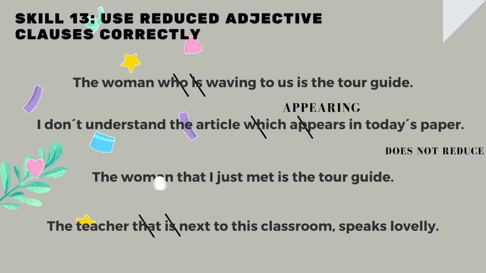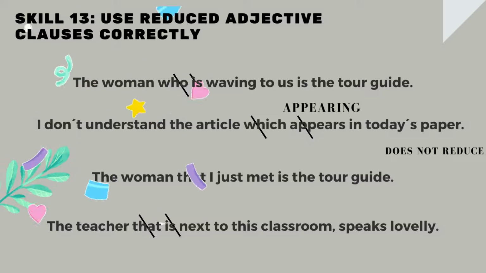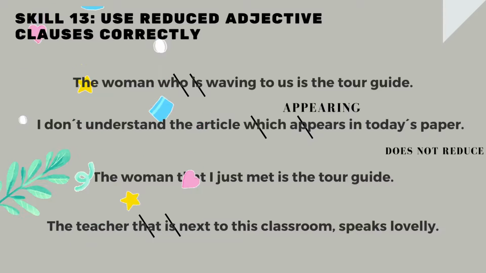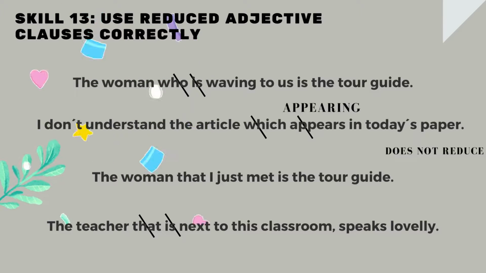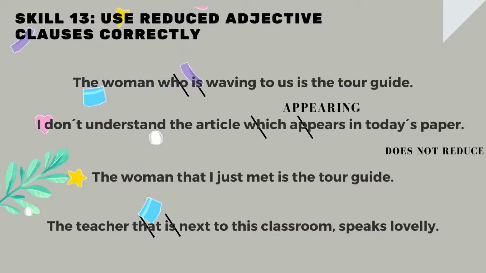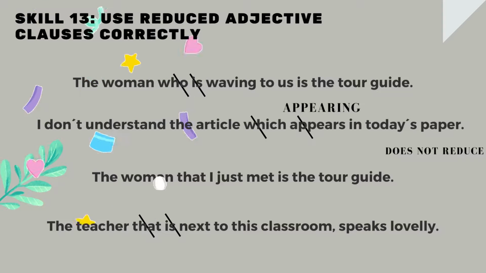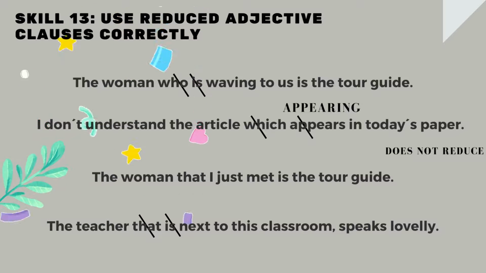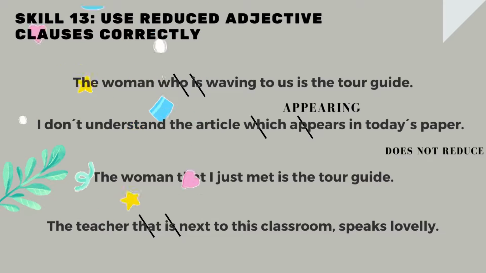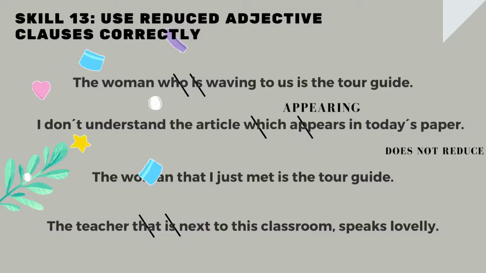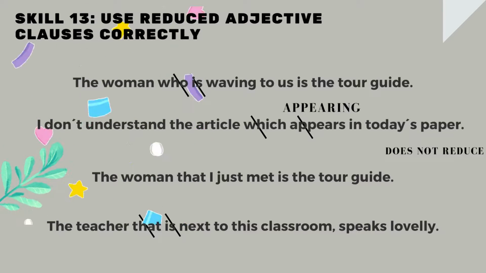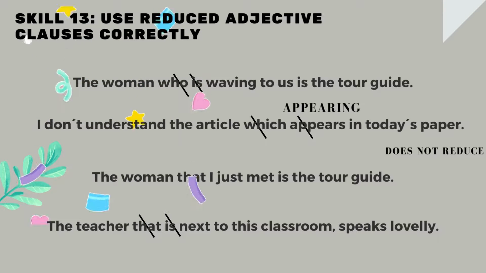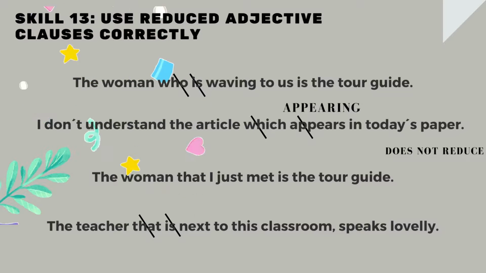Hi, I am Brett, and I will say skill 13. In the adjective clause of a sentence, who, which, or that and the verb to be are eliminated. For example, the woman willing to use is the tour guide. And if the verb is not to be, the verb becomes a gerund. For example, I don't understand the article appearing in today's paper.